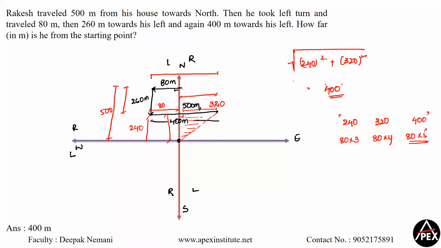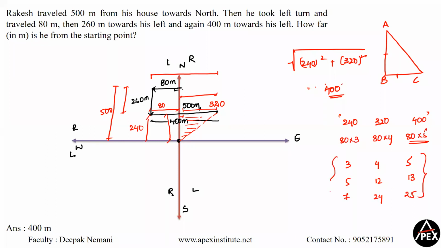The sides which form a right angle triangle, we have some Pythagoras triplets. If you have ABC, and if ABC is a right angle triangle, and if you are given AB and BC as 3 and 4, the third side will be 5. If this is 5 and 12, the third side will be 13. If these two are 7 and 24, the third side will be 25.